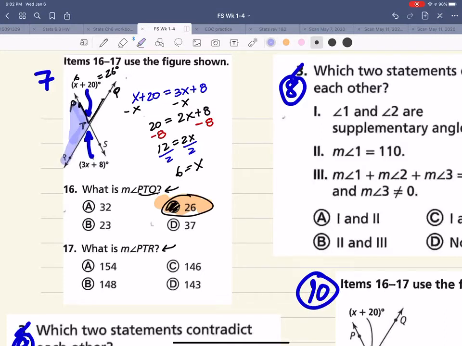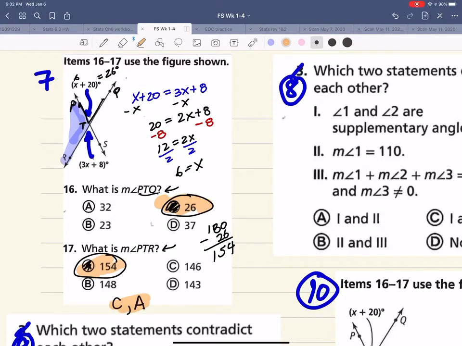PTR is this one over here. So that looks much, much bigger than 26. And since they're a linear pair, it should be 180 minus 26. So that would be 154. I get A. So I get C for the first one and A for the second.